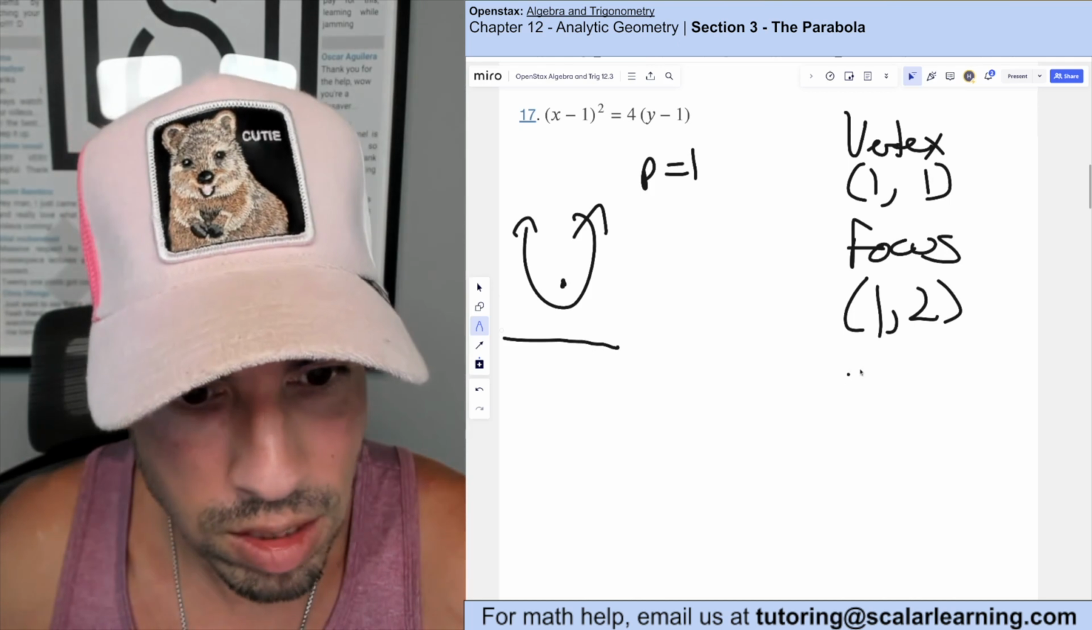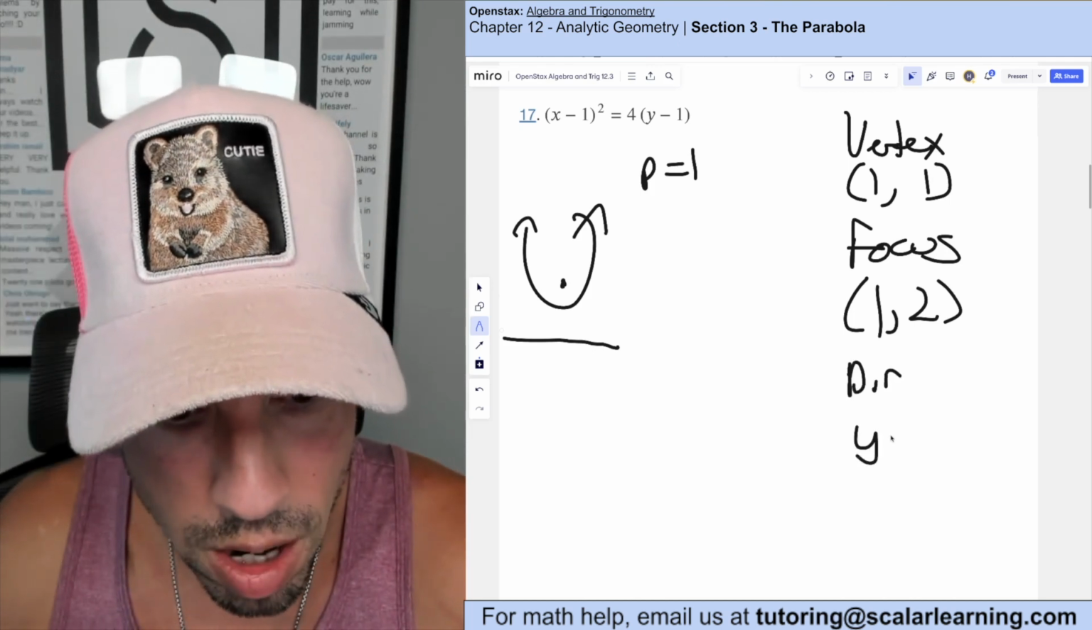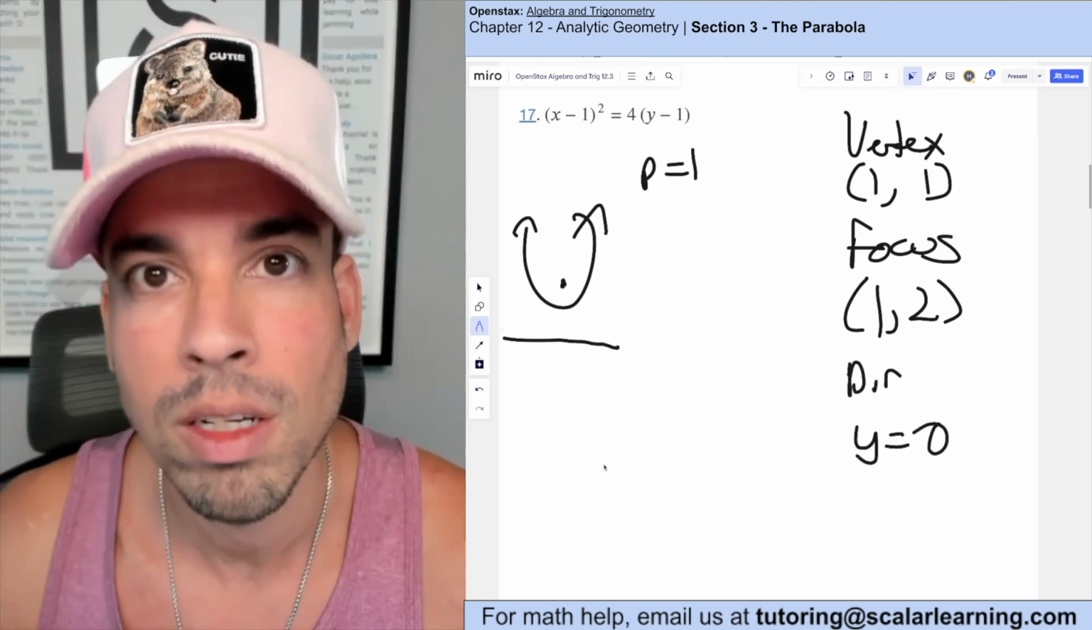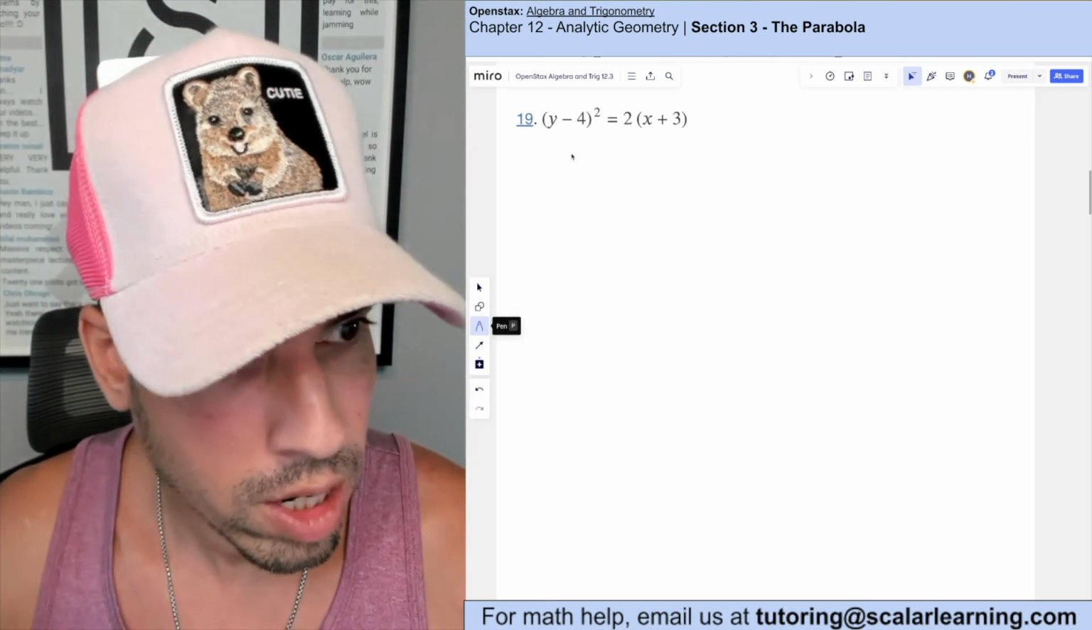So that's going to be at 0. So my directrix is y equals 0. That's how you do it. Done. So for this one, we pretty much got it in standard form.